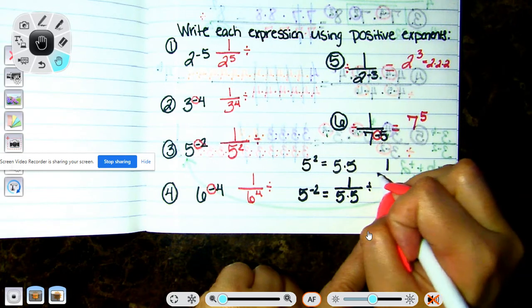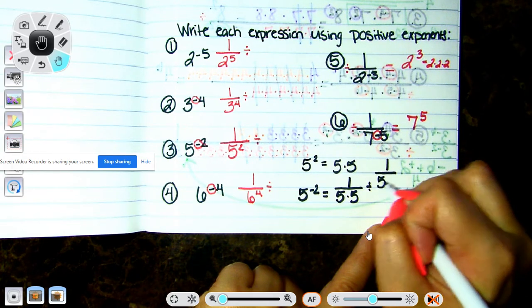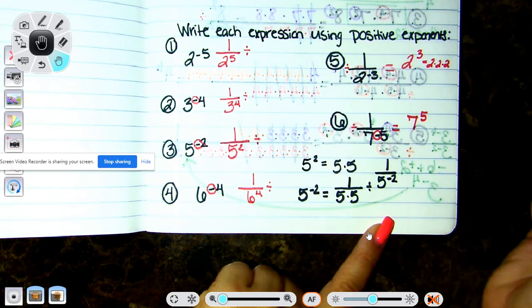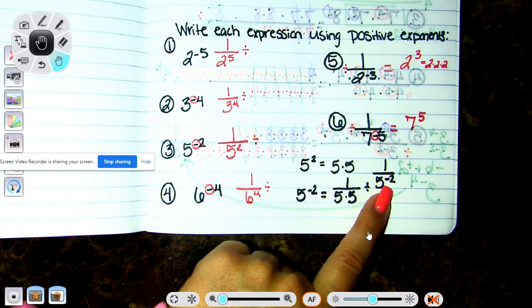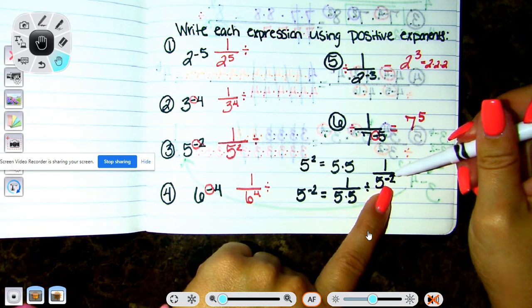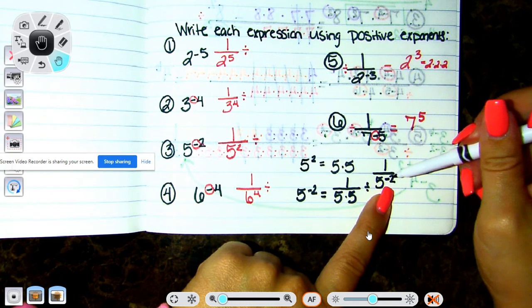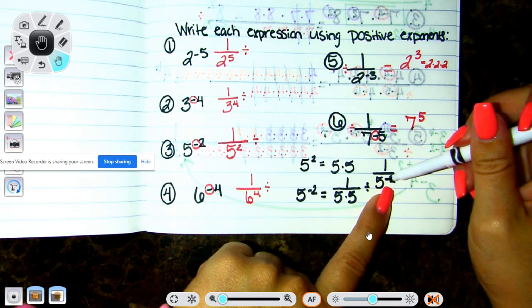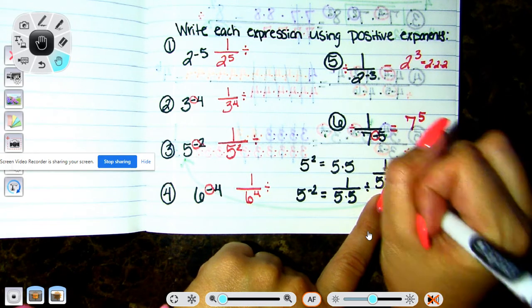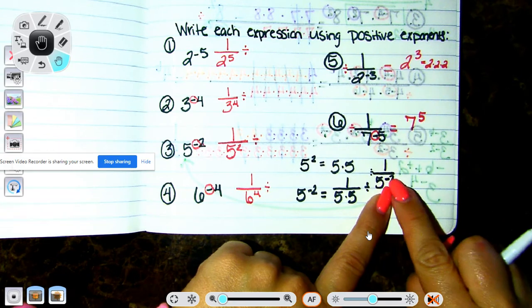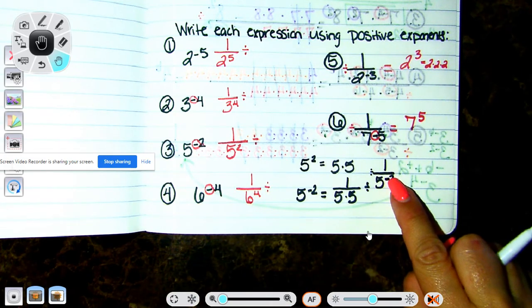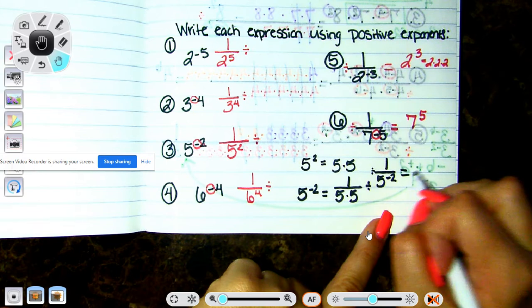Okay, one last example. If I have 1 over, or 1 divided by, 5 to the negative second power, we again are going to think of the negative sign as opposite. So we're not going to divide by 5 twice, because this meant division. We're going to do the opposite of that, which means we're going to multiply by 5 twice.